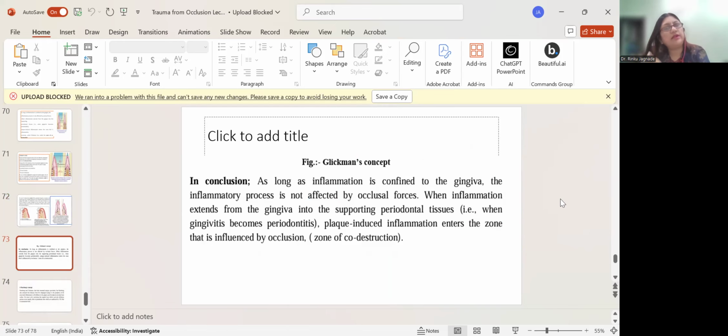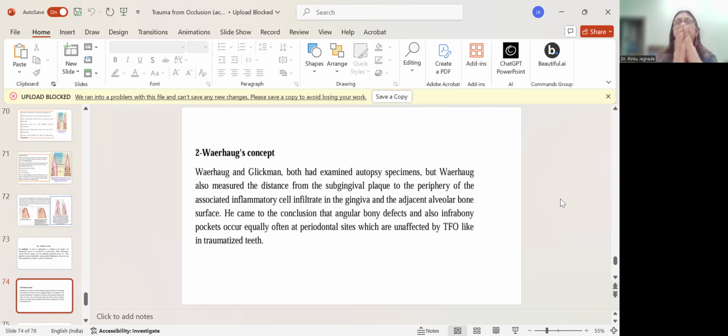Now, in conclusion, as long as the inflammation is confined to the gingiva, the inflammatory process is not affected by supporting periodontal tissue affected by occlusive forces. When the inflammation extends from gingiva into supporting periodontal tissues, when gingivitis becomes periodontitis, plaque-induced gingival inflammation enters the zone that is influenced by the occlusion, that is, the zone of co-destruction.